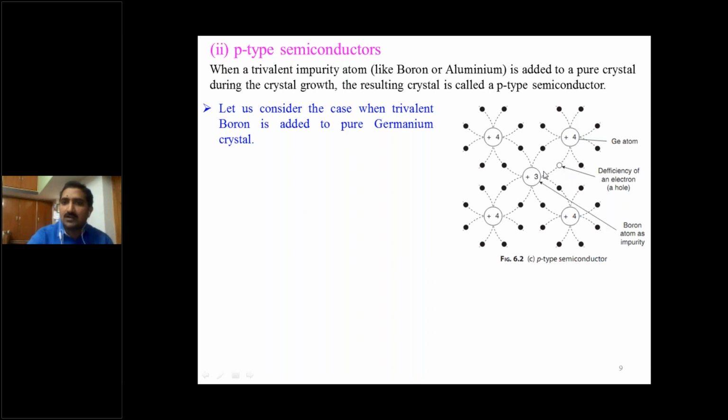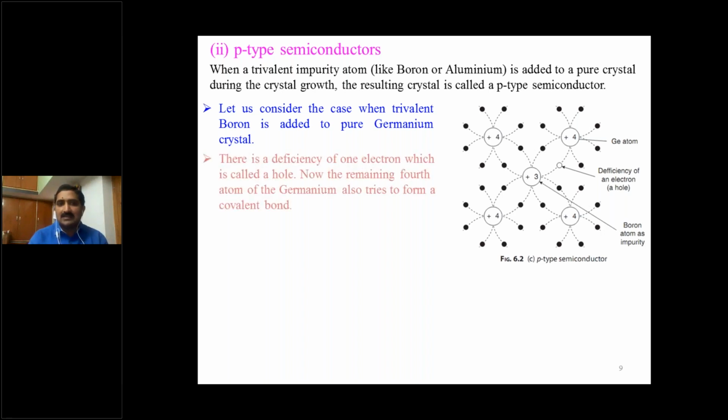Here there is no electron to participate in the covalent bond with the germanium. So it is called an empty site, a deficiency of an electron, which is called a hole. So due to the addition of trivalent impurity atoms, there is the possibility of vacant sites. Those vacant sites are called deficiencies of electron, or a hole.